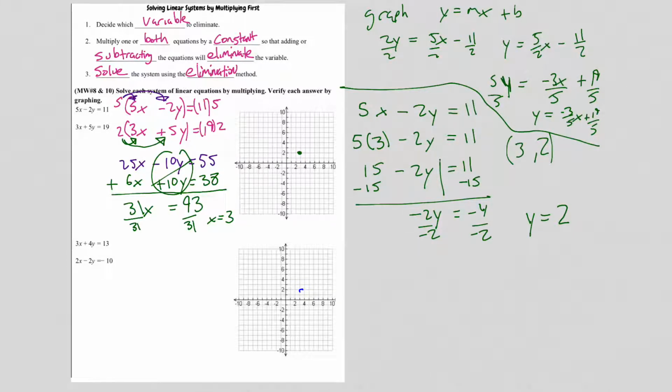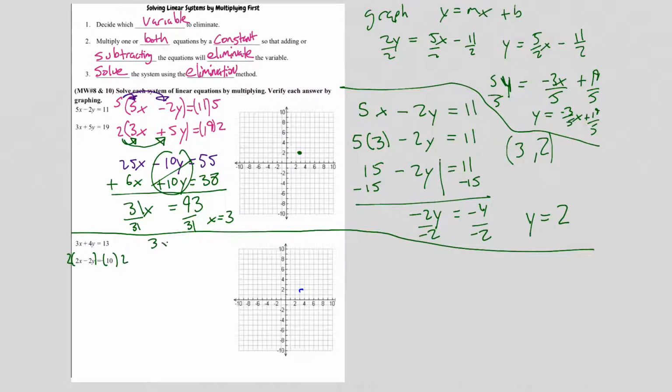From here, let's try another example. I'm moving on to the second example here. 3x plus 4y equals 13. 2x minus 2y is equal to negative 10. Hopefully you can recognize 2 and 4. They're multiples of each other. If I just take this one equation here, multiply both sides by 2, I'll have something I can eliminate.